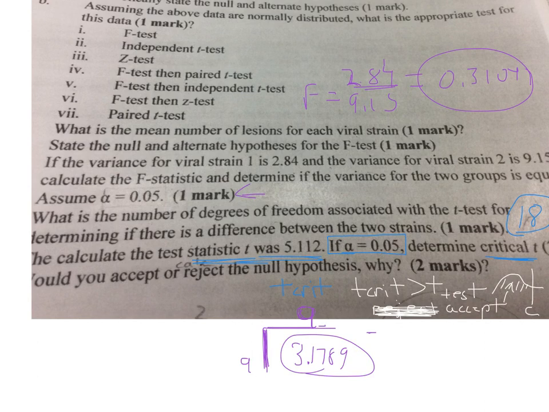Okay? So I'll leave it to you to look up on your t-chart what your t-crit should be, and then when you compare it to the 5.12, you can make your decision on whether to accept or reject the null based on the value you get.